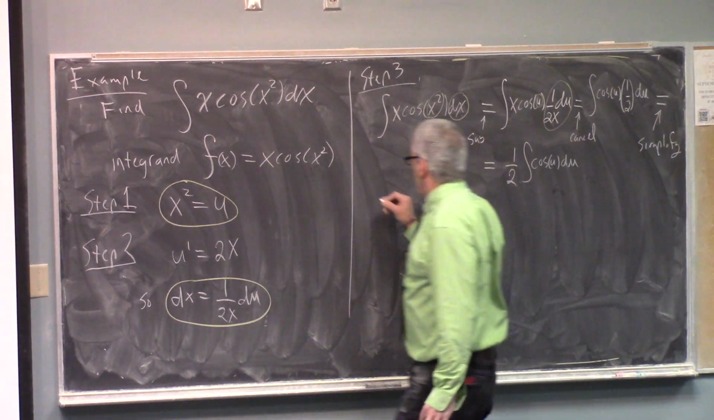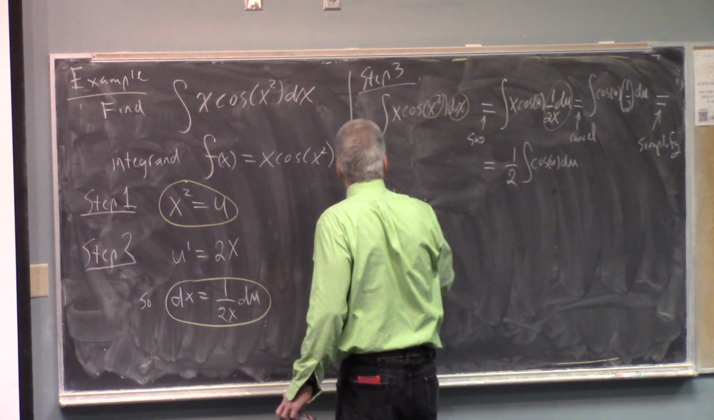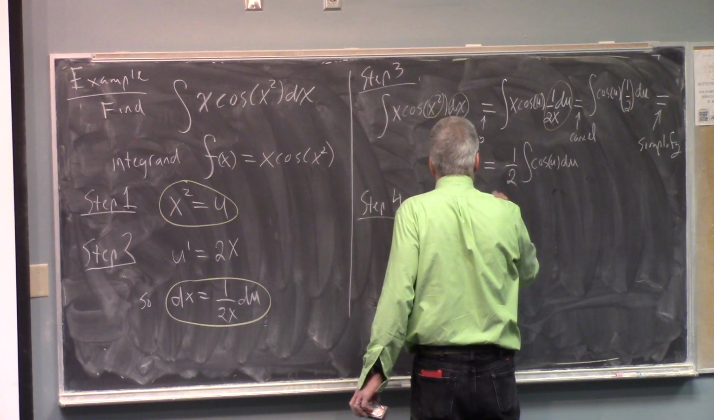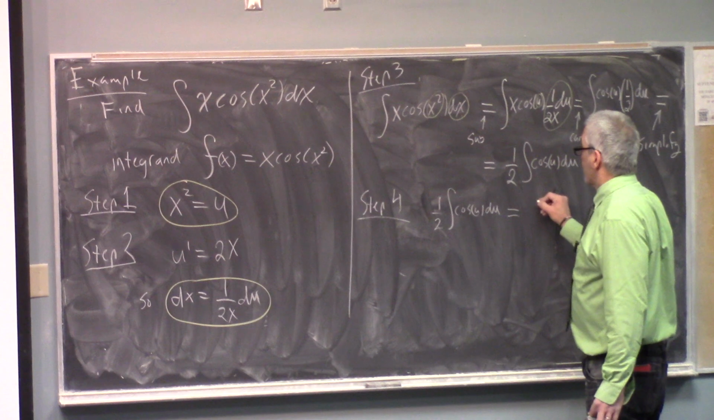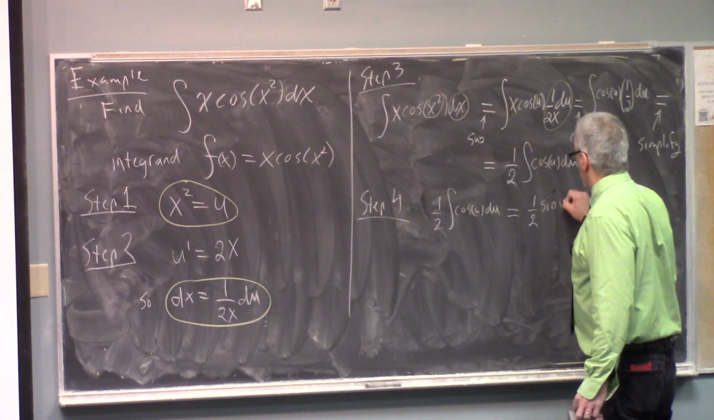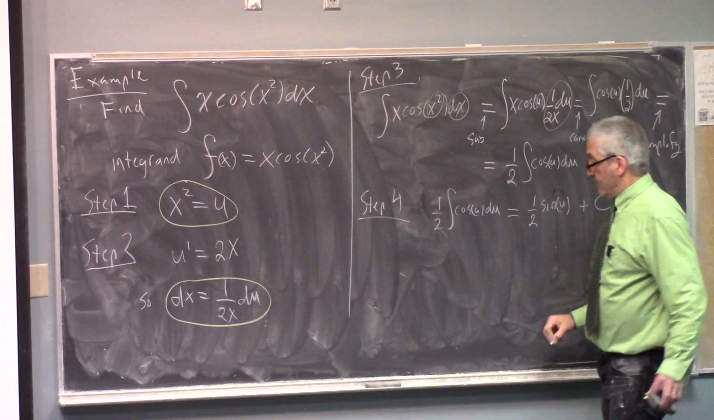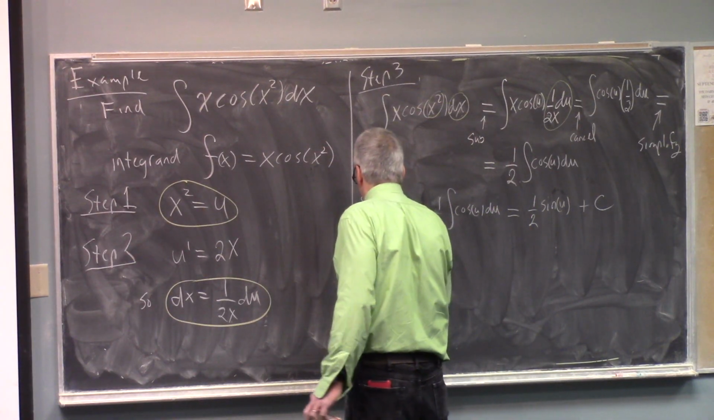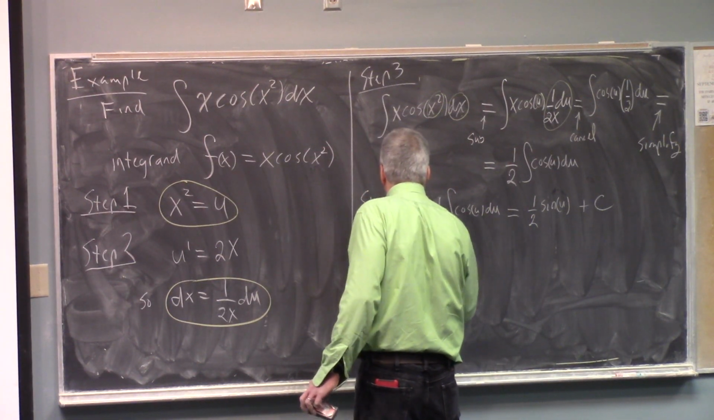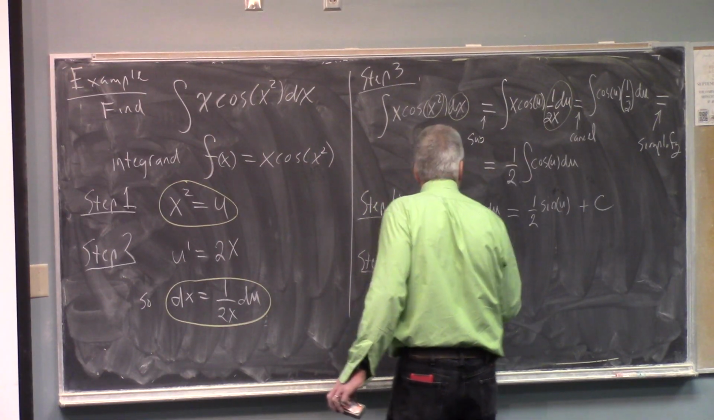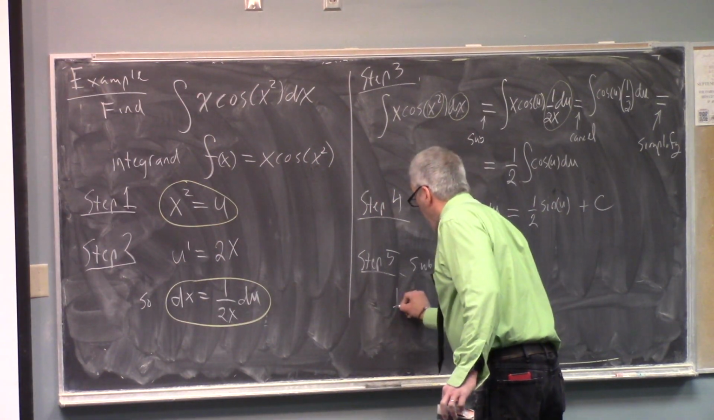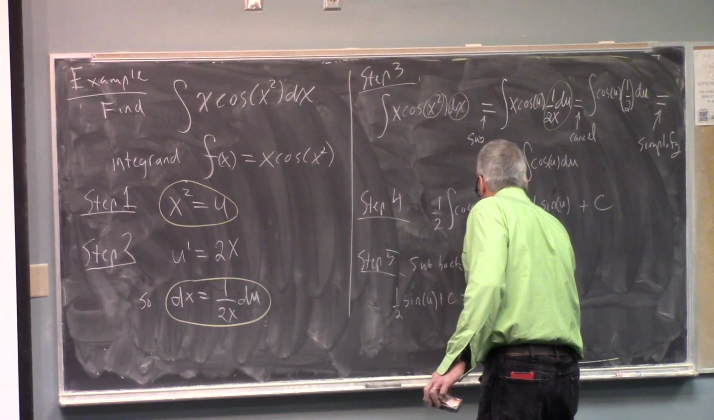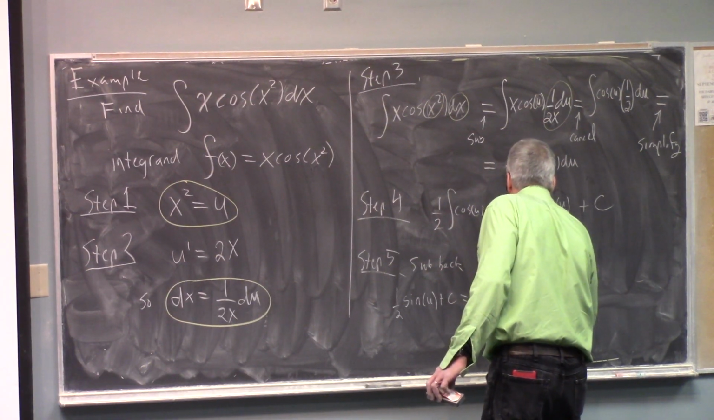Okay, step 4 is to integrate. I always start my steps with the previous step, and I'm going to integrate. So that's going to be 1/2 sine u plus c. That's the indefinite integral of cosine of u. And then step 5 is to substitute back. So I get 1/2 sine u plus c is 1/2 sine x squared plus c.